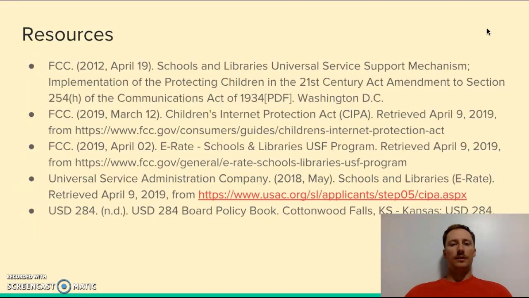I enjoyed this activity and this module. I thought it provided me an in-depth look at what my district does, and I was pleasantly surprised that we are pretty specific when it comes to CIPA and meeting the E-rate program requirements.